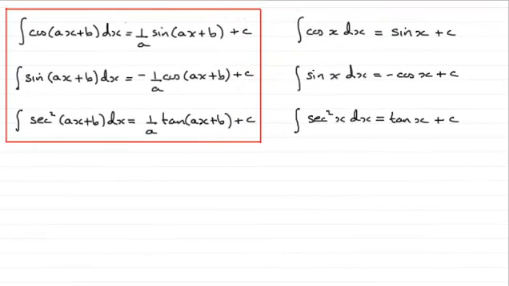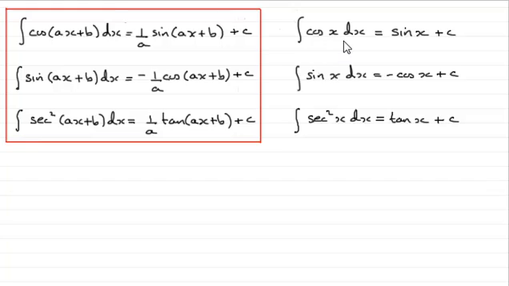Hi. Now in this tutorial what I want to do is show you how we can integrate cos(ax + b), sin(ax + b) and sec squared(ax + b) with respect to x, where a and b are constants. Things like cos(5x + 2), sin(2x - 3) and so on. And I want to show you the similarity that we have to integrals that we should already be familiar with.